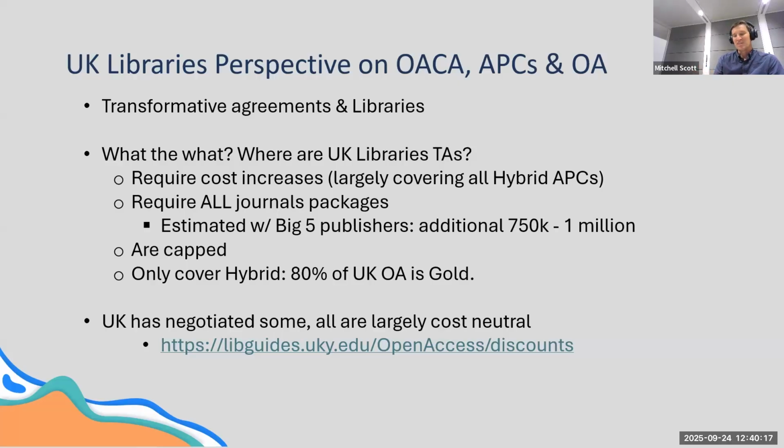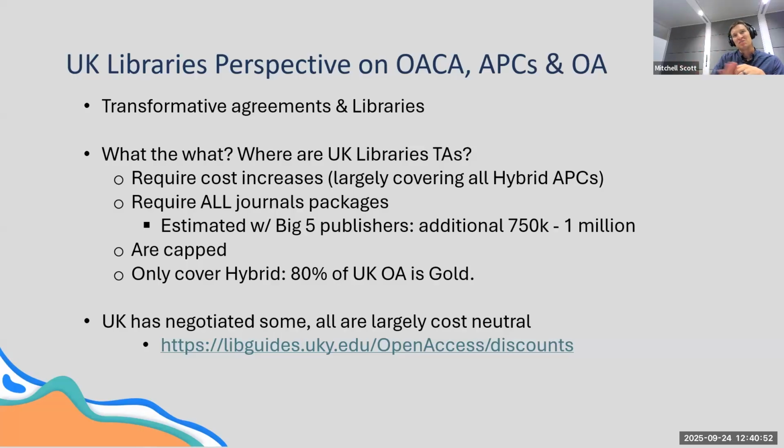These publishers will only agree to these subscriptions if you move into their all-journal package, which we refer to in libraries as their big deal. So you're paying for all their journal content. UK only has one of these big deals, with Sage, but we've had conversations with all five publishers about their TAs, and with back-of-the-napkin math we estimated it would cost an additional $750,000 to $1 million to move into these. The other caveat is they're capped, so you only get a certain number of APCs per year for your authors.